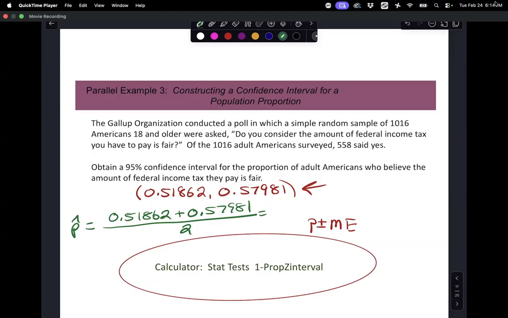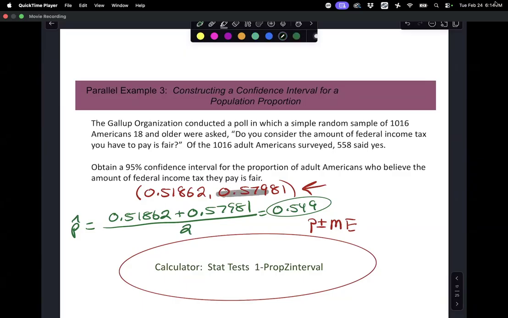Divided by 2, this gives me 0.549, whatever, 215, all that. Okay, so now I have my P hat. That gives me the P hat part. But I still need to find the margin of error.